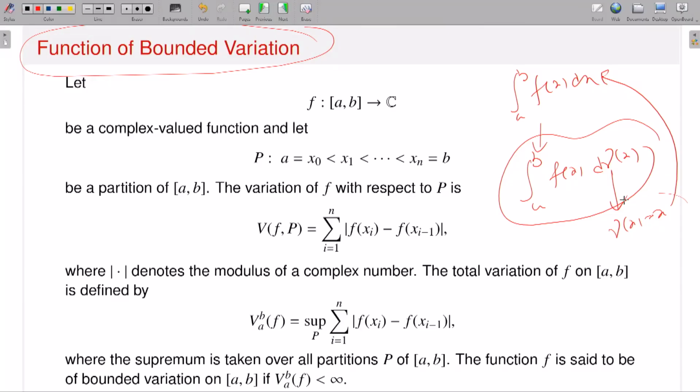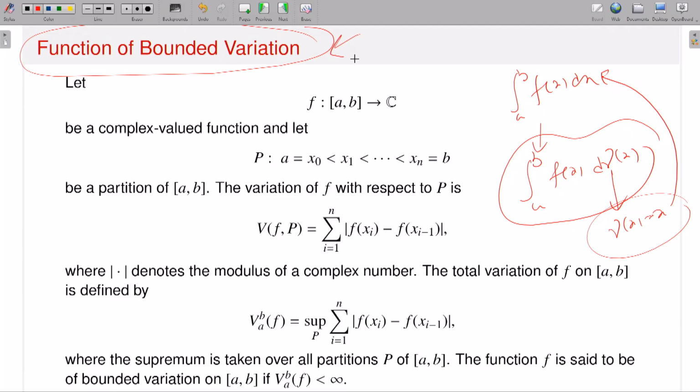So first I will explain what I mean by functions of bounded variation, and then I will recall the definition of the Riemann-Stieltjes integral. Once I have the notion of the Riemann-Stieltjes integral, then I will talk about line integral or contour integral in terms of this Riemann-Stieltjes integral. Okay.